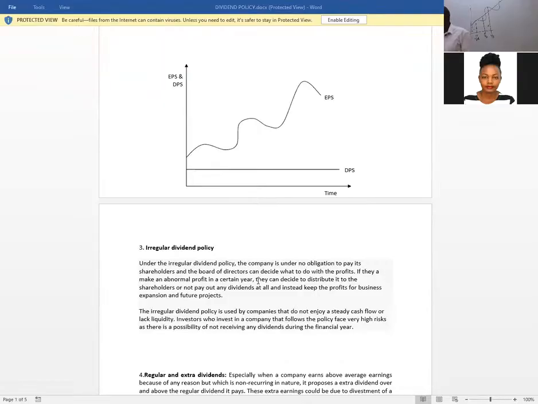Ladies and gentlemen, the irregular dividend policy is used by companies that do not enjoy a steady cash flow or lack liquidity. Investors who invest in a company that follows the policy may face the possibility of not receiving any dividends during the financial year.